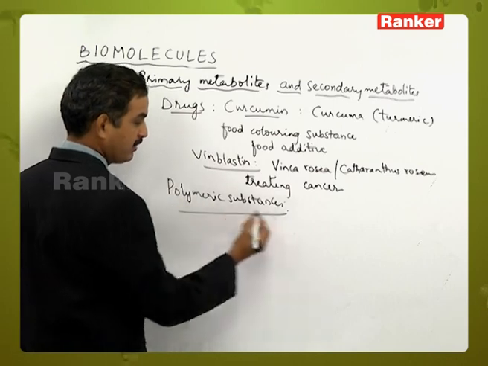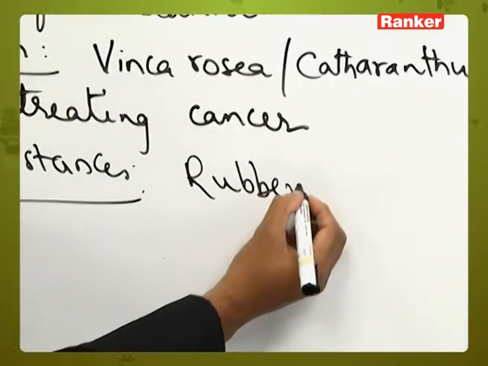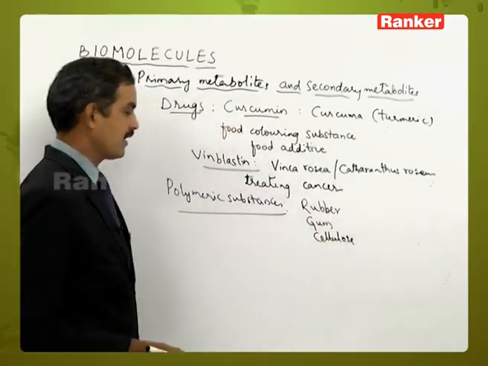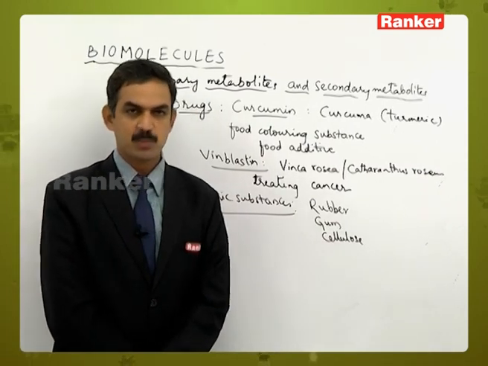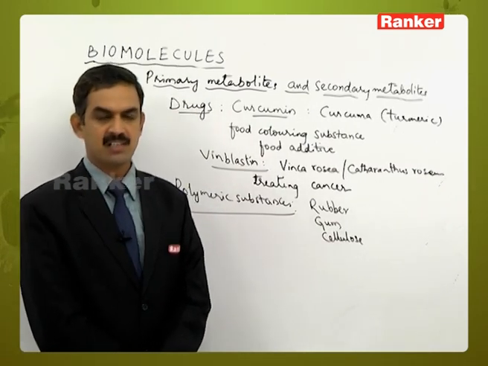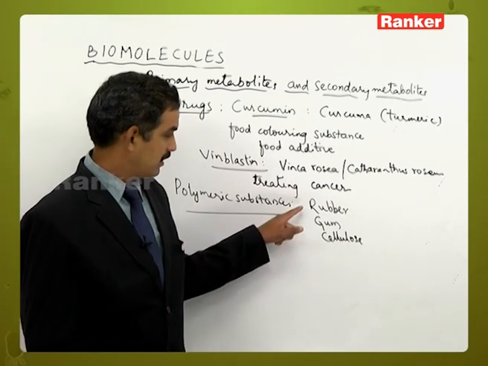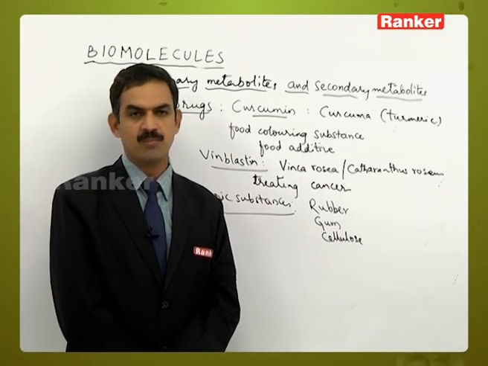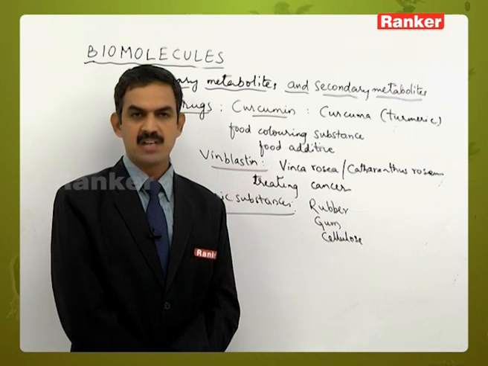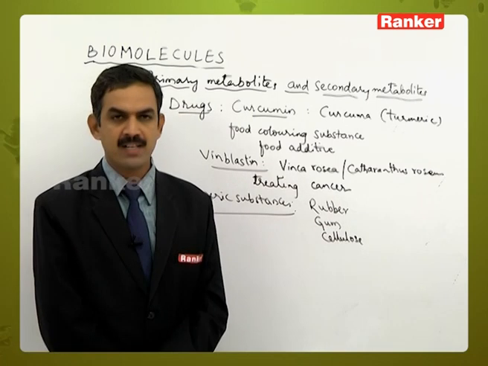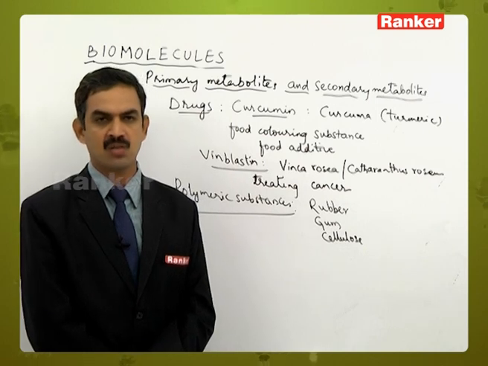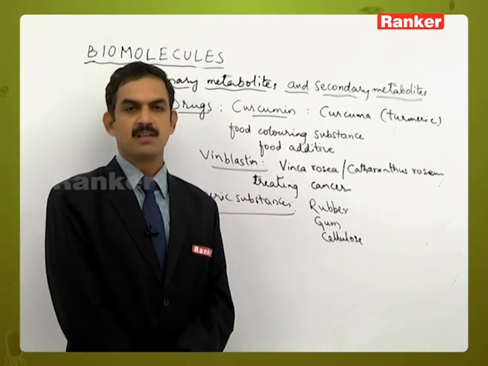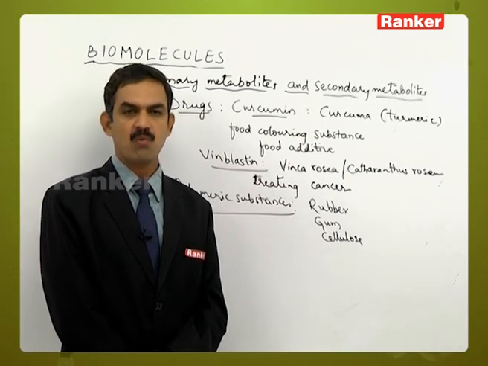Polymeric substances like rubber, gum, cellulose are examples. Rubber is present in the latex which is secreted inside the plant cells, and that is useful for making various types of artificial rubbers which are useful for mankind. And gum is a sticky substance which oozes out from openings formed on the surface of the bark of trees, which is also useful for mankind. And cellulose is a major constituent of the cell wall in plant cells.